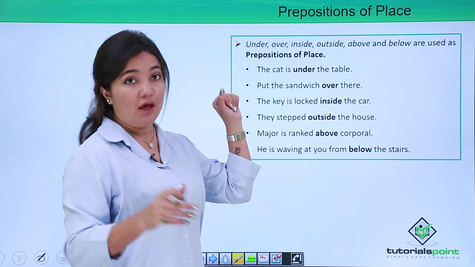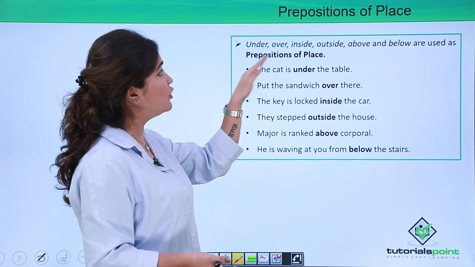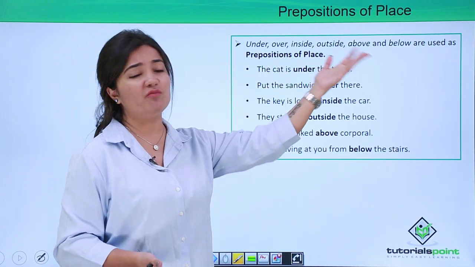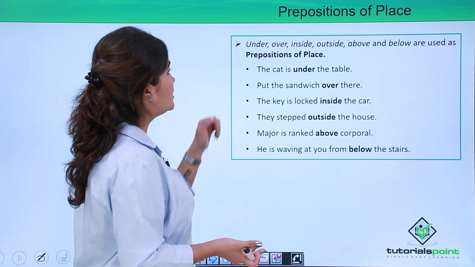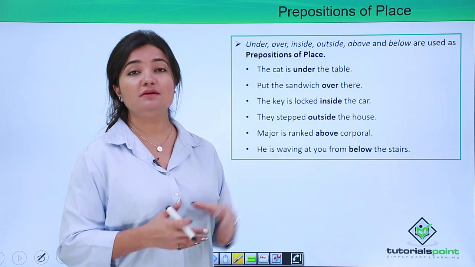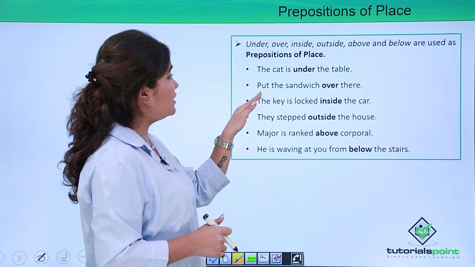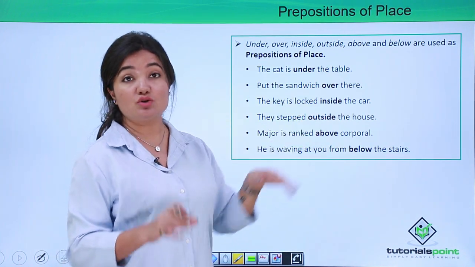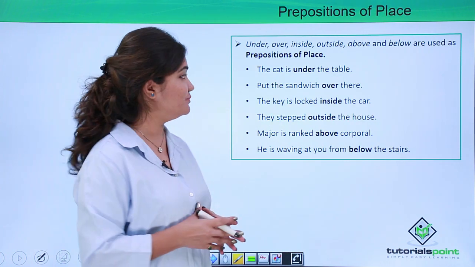Okay. Now you have a few more examples of prepositions of place. Under, over, inside, outside, above, below. Of course, all of these words specify places, don't they? For example, the cat is under the table. So under here is doing the work of a preposition of place. Put the sandwich over there. So over here again is doing the work of a preposition of place.